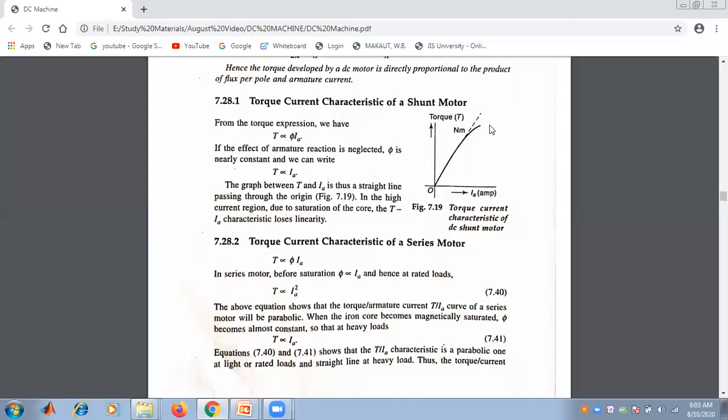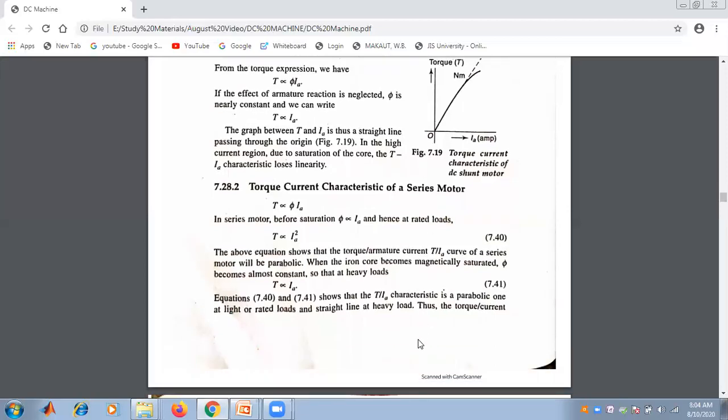In the lower region, that is the lower value of Ia, the torque is directly proportional to Ia, that is y equal to mx, a straight line passing through the origin. But for the higher values, the torque versus Ia characteristics lose linearity as the core becomes saturated.